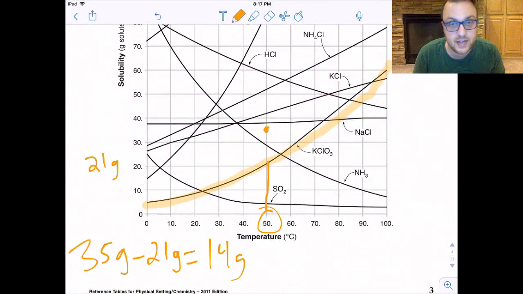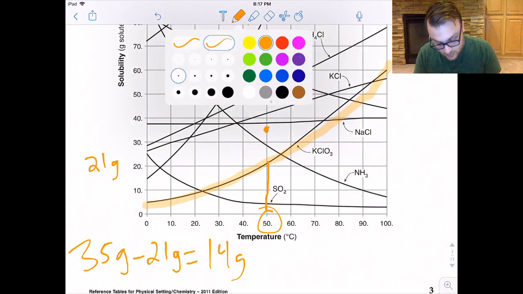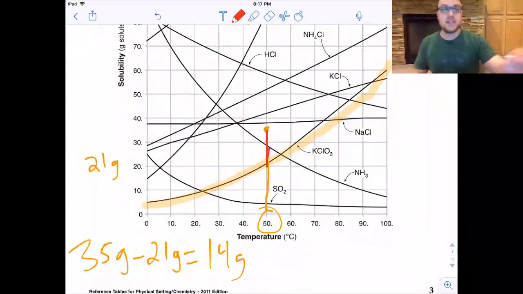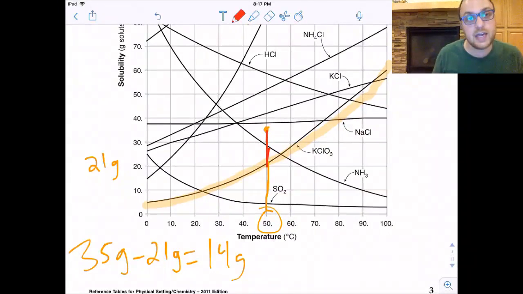So again, this red area, up to 35, won't dissolve. It will stay as a solid compound. It can't dissolve above that saturation point.